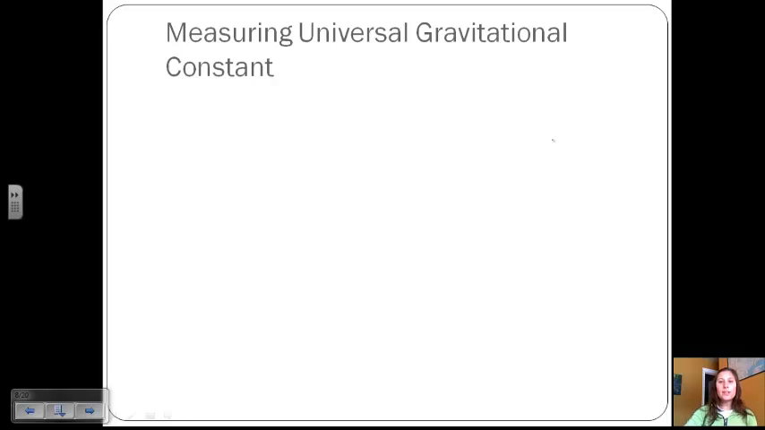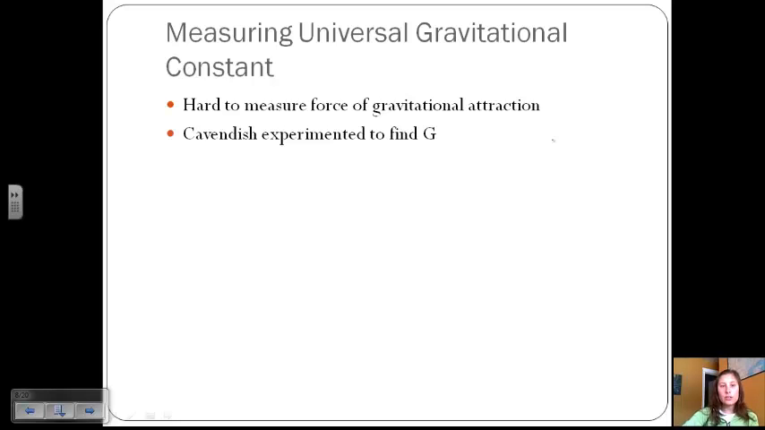Okay, let's talk about how we figure out this gravitational constant, this capital G. It is really difficult to measure the force of gravitational attraction. We can talk about the relationship, like with the masses and the distance between the objects, but it's really difficult to get a set number for this gravitational attraction. And so Cavendish did an experiment to find that constant.